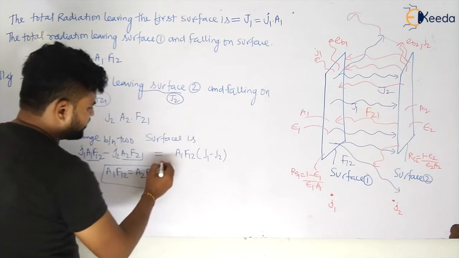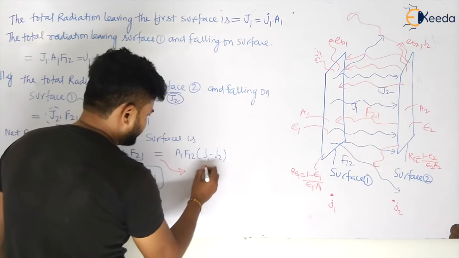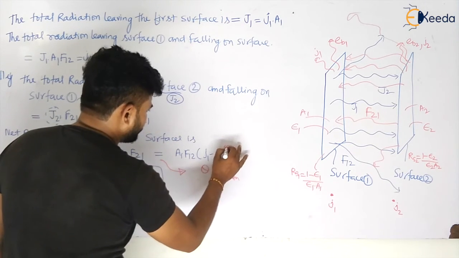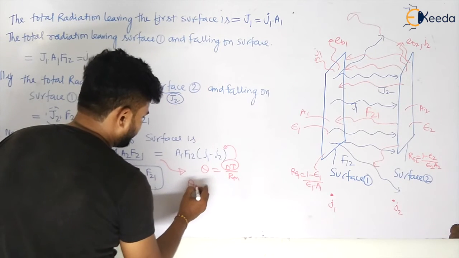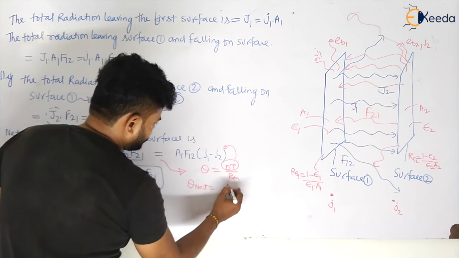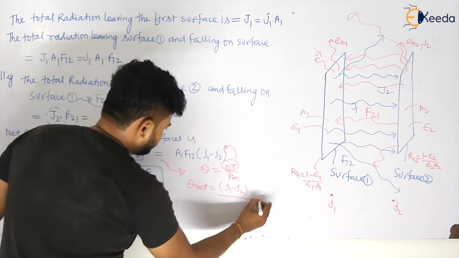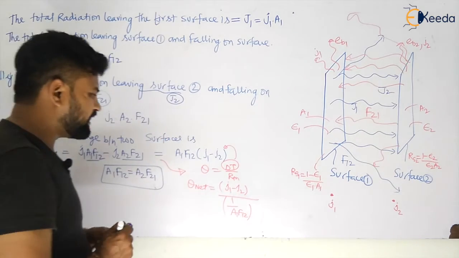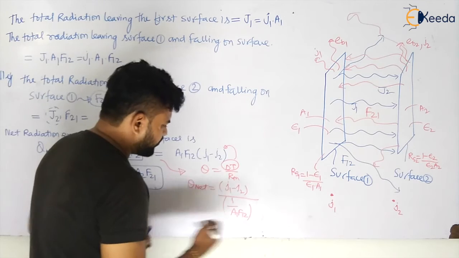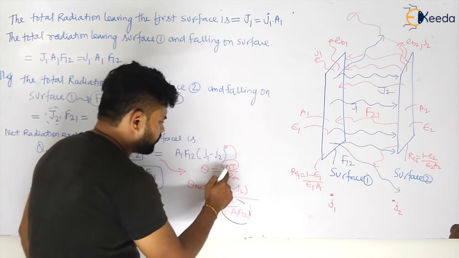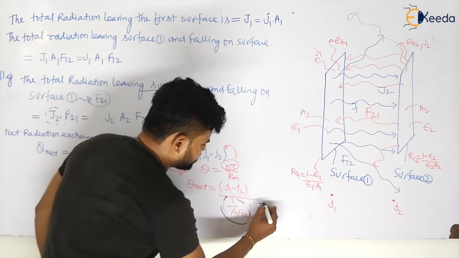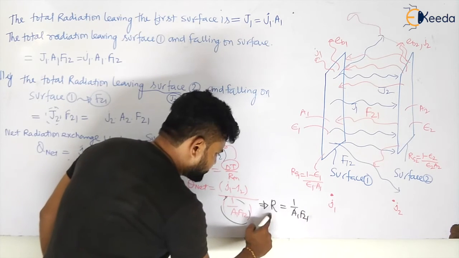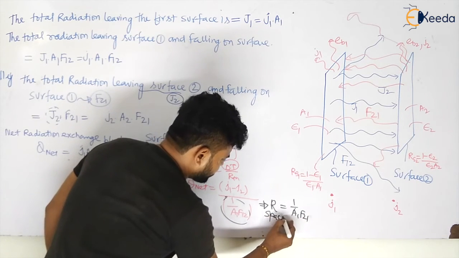If I compare with our conduction equation, as you have seen, Q is given by delta T by R thermal, my dear students. So now delta T I am taking this value, and Q we already have. So Q net will be equal to small j1 minus j2 divided by 1 by A1 F12. In this case, if I compare with this equation, this value will be your resistance R, which is nothing but 1 upon A1 F12, and this is called your space resistance, my dear students.